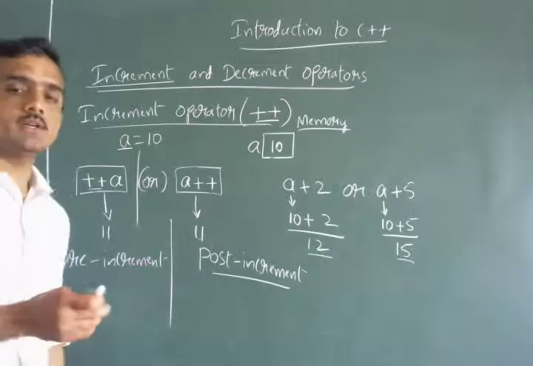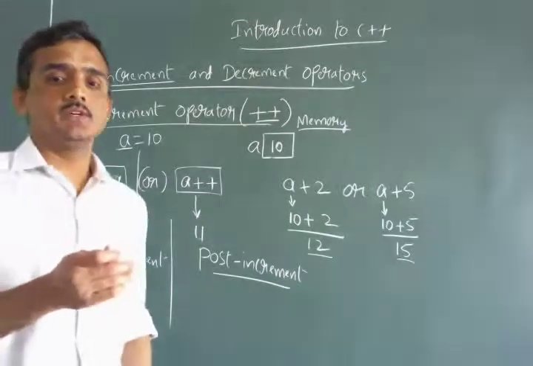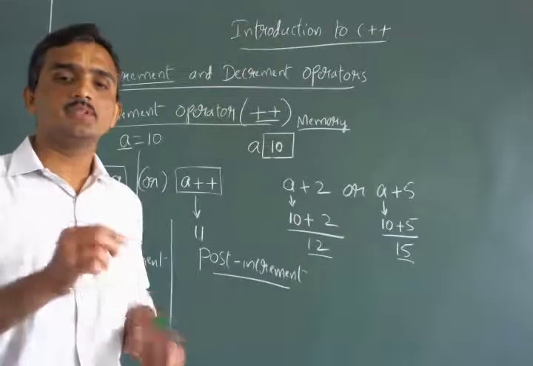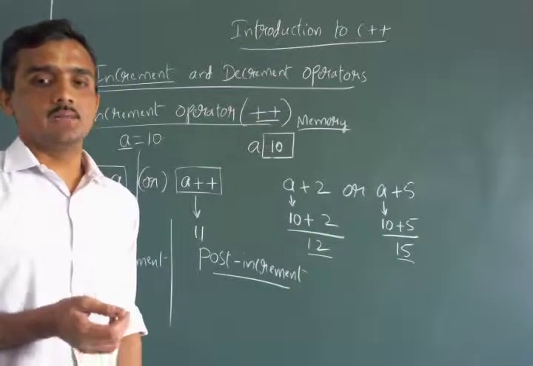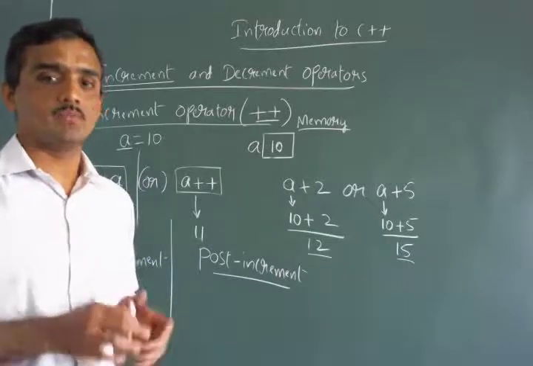So once again, I'm telling because it's a little bit tricky. What happens is some students will be very intelligent. They can grasp things easily. But on an average, we have to see. Once again, I will explain.